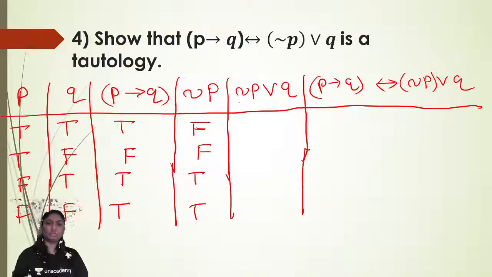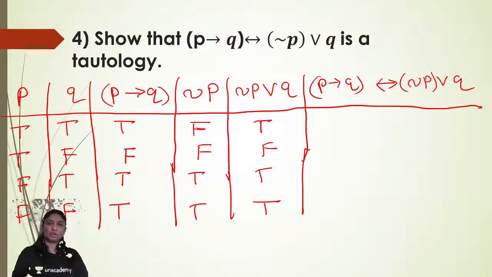Negation of P or Q. So first the negation of P or Q. True, false, true. False, false, false. True, true, true. True, false, true. Right? Now P implies Q double implies negation of P or Q.